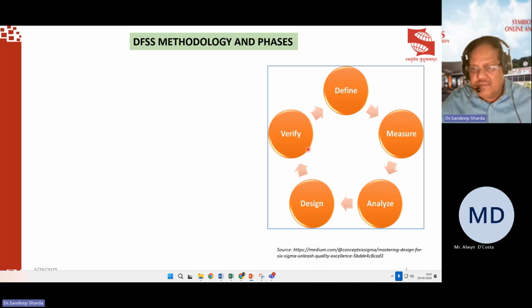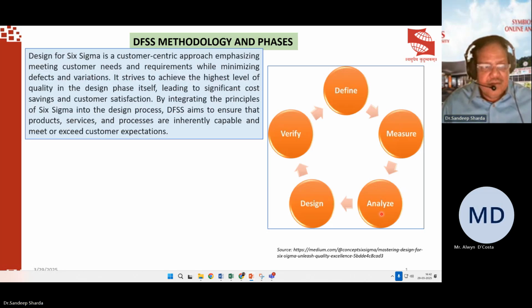So again, the phases will be the define phase, measure phase, analyze phase, then the design phase and verify phase. Design will start after we define, measure, and analyze the existing product situation, your reliability considerations, your innovations in the system, in the processes, in the product or in the services. Design for Six Sigma is a customer-centric approach, emphasizing meeting customer needs and requirements while minimizing defects and variation. It strives to achieve the highest level of quality in the design phase itself, leading to significant cost savings and customer satisfaction by integrating the principles of Six Sigma into the design process. So that's how it is going to be.